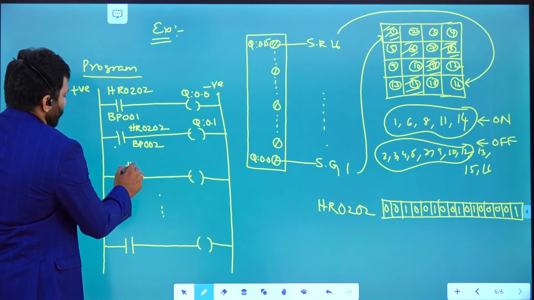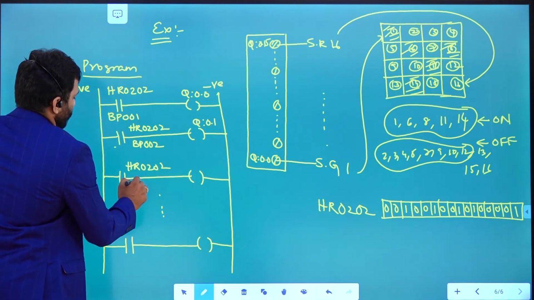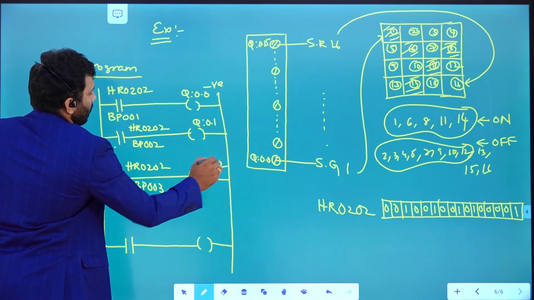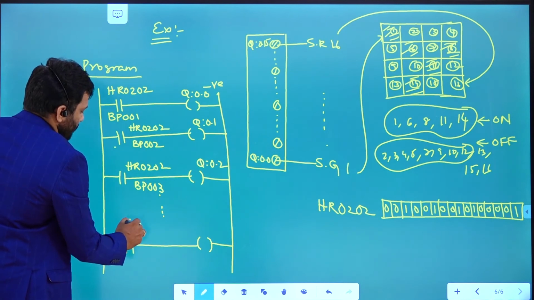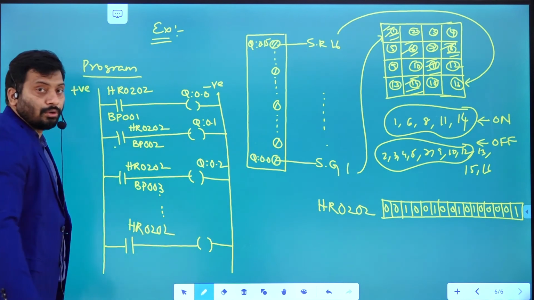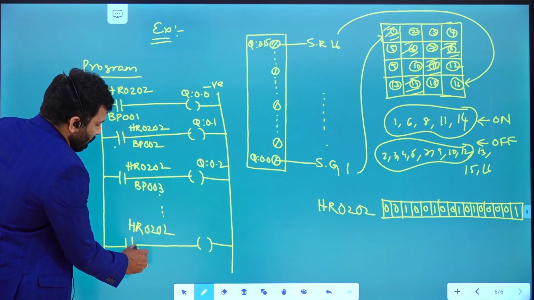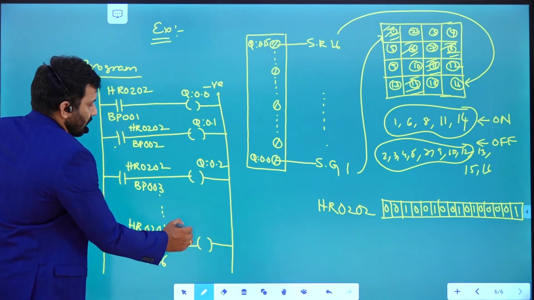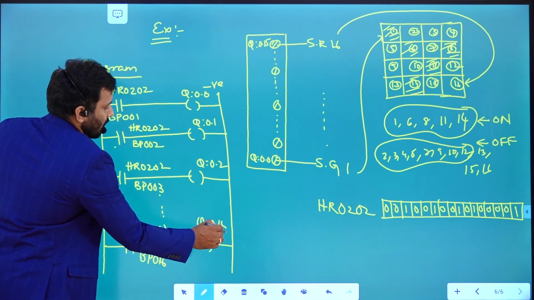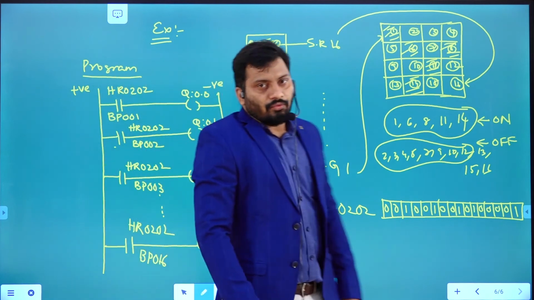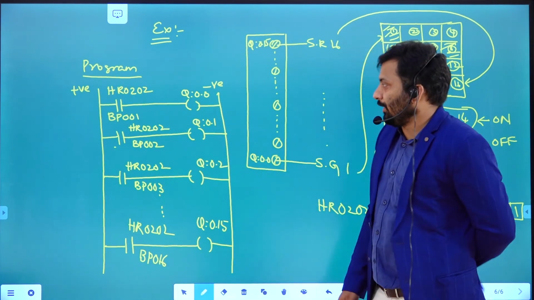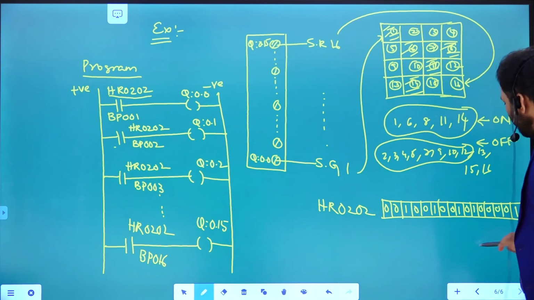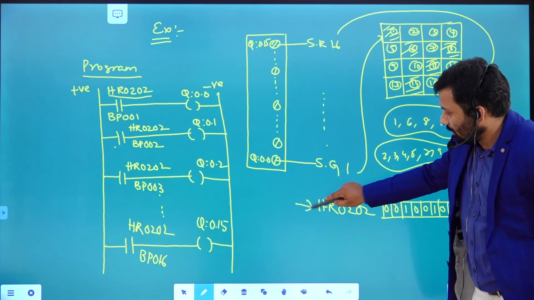In the similar way, holding register 0202, bit follower 03 is going to control the third terminal. This one is holding register 0202, bit follower 016, and it's going to control the last gun. See here, while executing this program, how it is going to take it. Here you see holding register 0202, so it is going to be pointing towards this particular register.